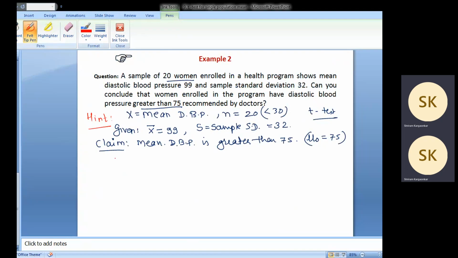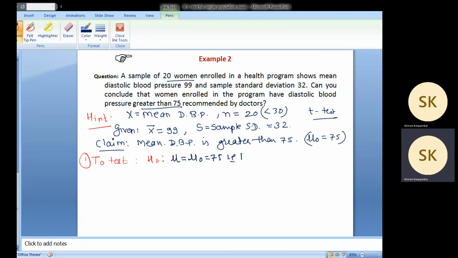So now we set the hypothesis. First step. What you have to test over here, H naught, is that the mean diastolic blood pressure is 75. We write it in notation: mu equals mu naught equals 75. That is, the mean diastolic blood pressure is 75.